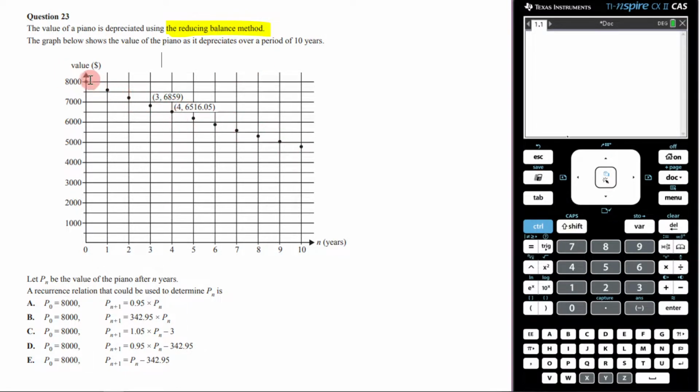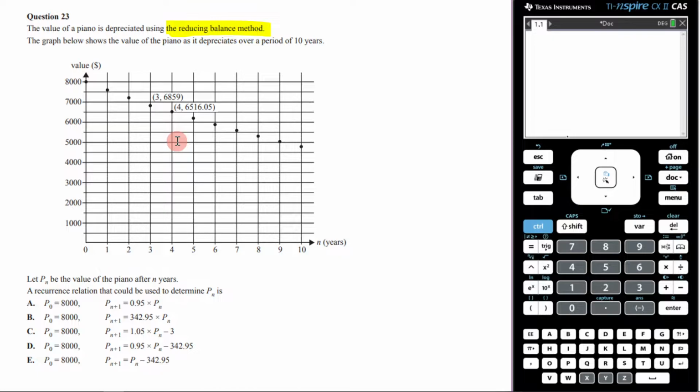Now, this does look like it's linear, but it's not, because if it's the reducing balance method, that means it's going to be geometric. In other words, it's depreciating by some percentage each year. So as you can see, each year is depreciating. And what we've got to figure out is what is the percentage it's decreasing each year in order to answer this question here. Let P of n be the value of the piano after n years. A recurrence relation that could be used to determine P of n is which of the following.